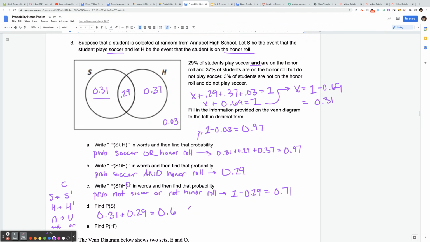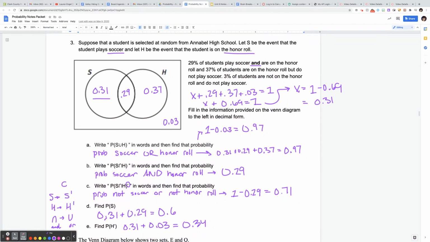All right. And then the last key thing here is find the probability of not H. So I want everything outside of the H circle. So that's 0.31, that's outside of the H circle, plus 0.03, which is also outside of the H circle. So that is 0.34.